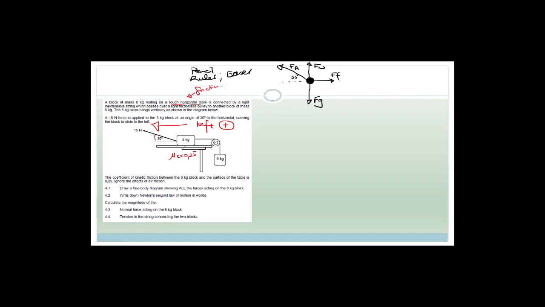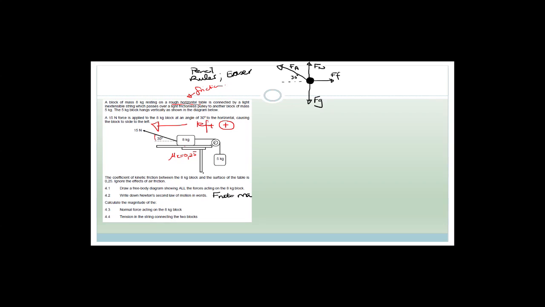Now it says write down Newton's second law of motion in words. So guys, you cannot write F net equals ma. It is true that that is Newton's second law, that F net is equal to ma. But the problem is, by just writing F net equals ma, you haven't obeyed the instructions, so you'll get 0 marks for it.